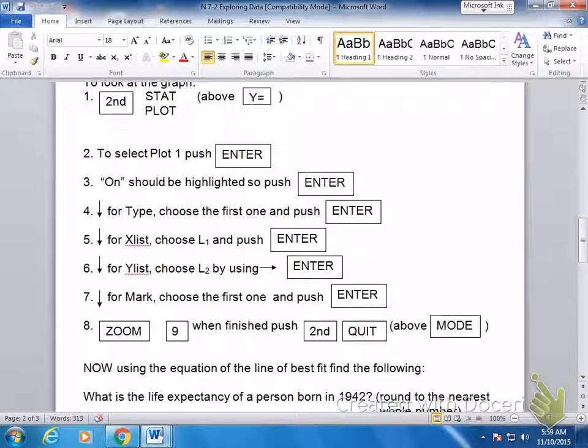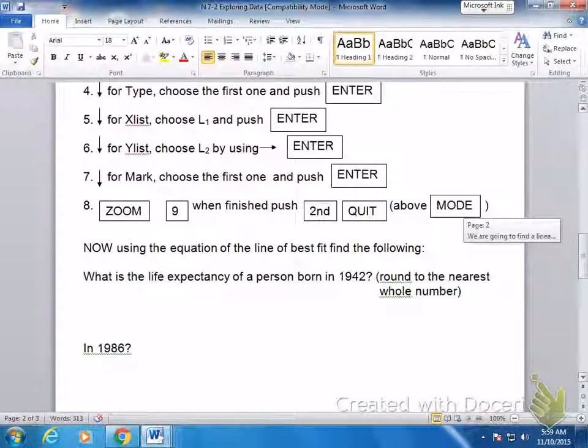You're going to go down to type. Choose the first one and push enter. We want the X list to be L1 because we put our X's in L1. So do that and push enter. Then go down to your Y list and choose L2. You'll have to shift over 1 from L1 and then press enter again. Then go down to the mark section, choose the first one, and push enter. Next, we want to push zoom 9. Then we will hit second quit. Second quit is above mode.